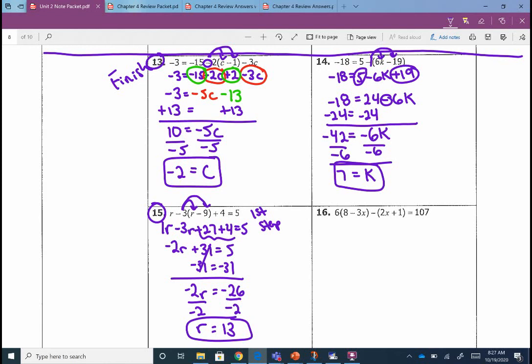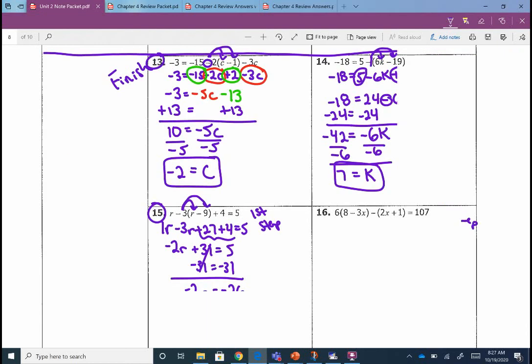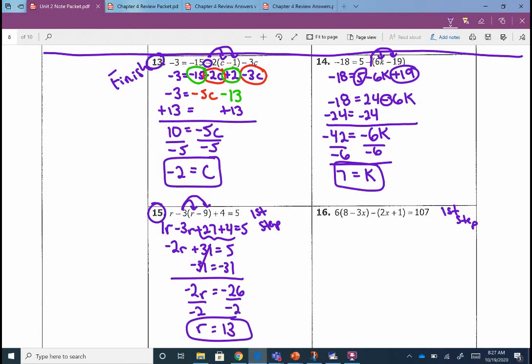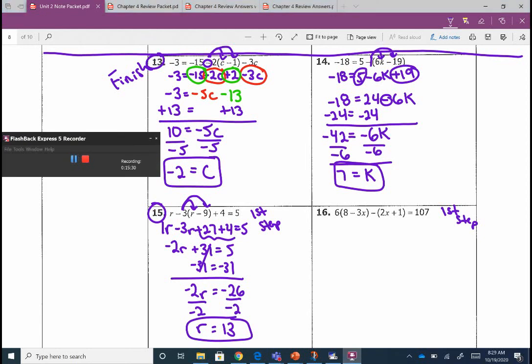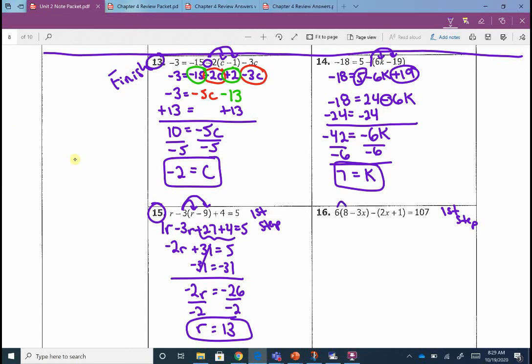Let's go ahead and try out just the first step of number 16. And then I want to talk about that first step, and then I'll let you finish solving it. But I want to make sure first step's okay first. All right, let's check it out. First step, and I'm hoping we all just stop there. I have to distribute my 6. 48, and we should have a minus 18, and we have an X there. So the first step, just distribute the 6.